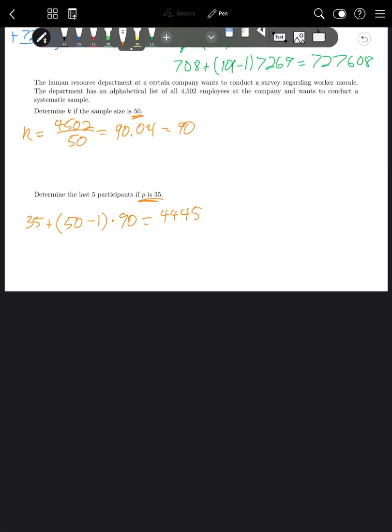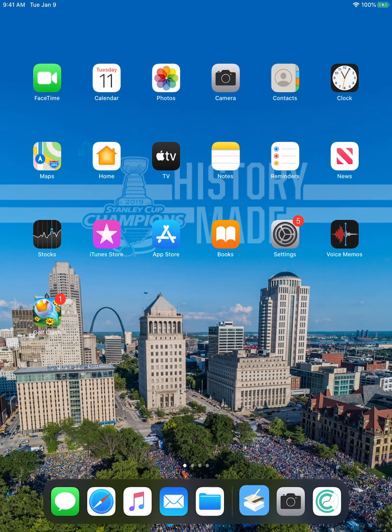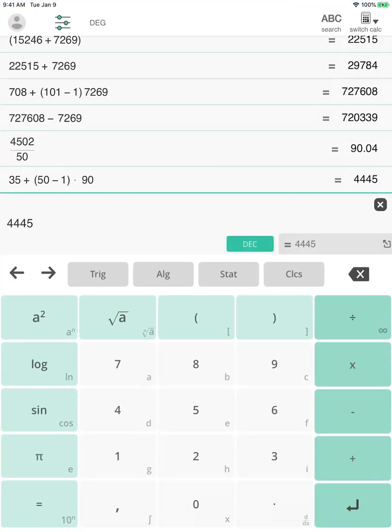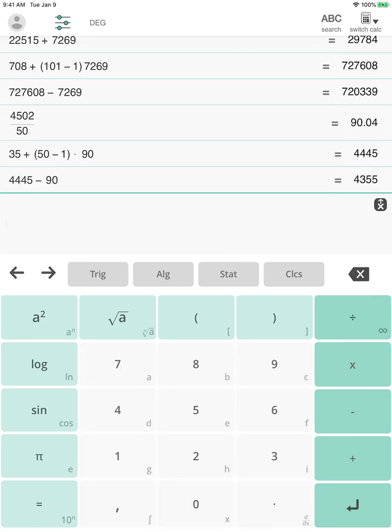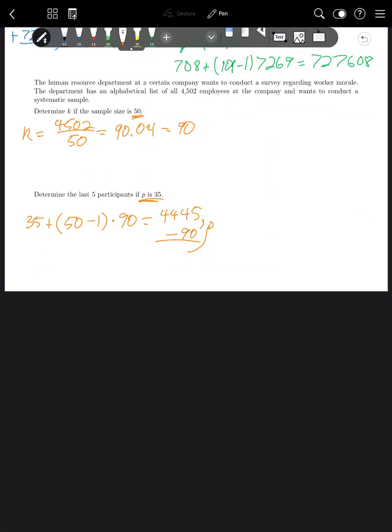And now if we want to get the last 5, we can just work backwards from there by subtracting K. So there's one answer. Then subtract 90, and that'll give us the second one. And we can just do that 4 times. So minus 90 is 4,355. And we would just continue to subtract 90. So the next one's 4,265, and then 4,175, and then 4,085. Okay.